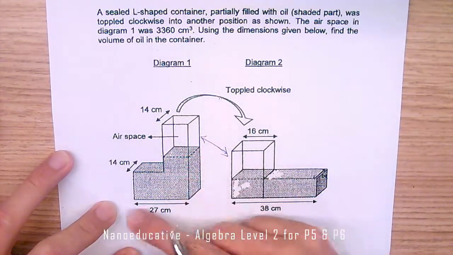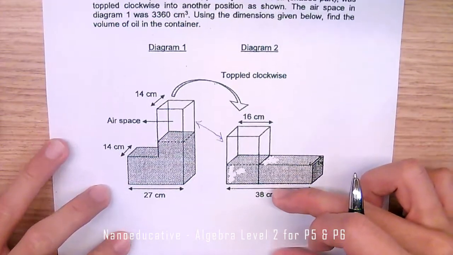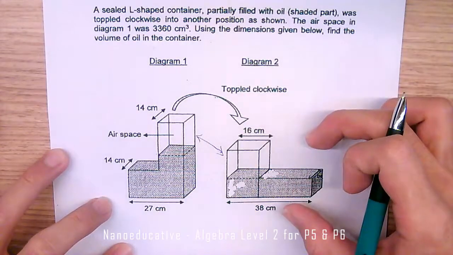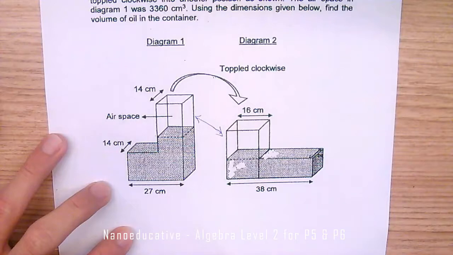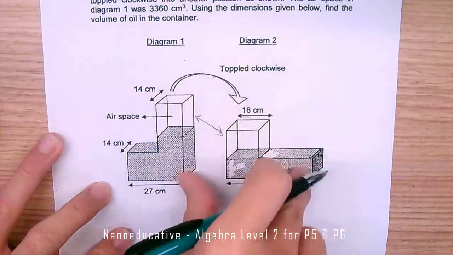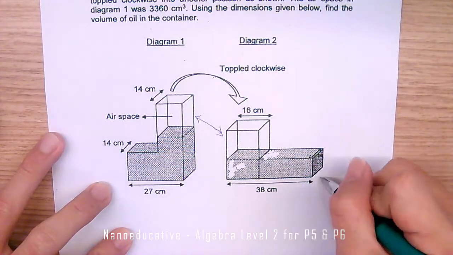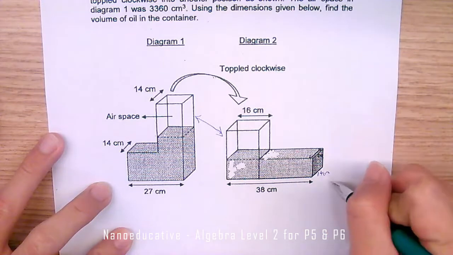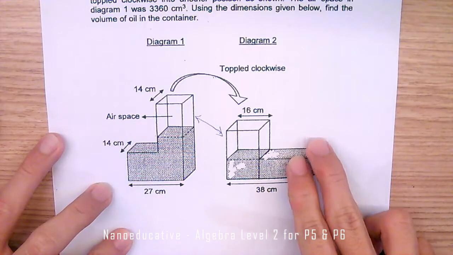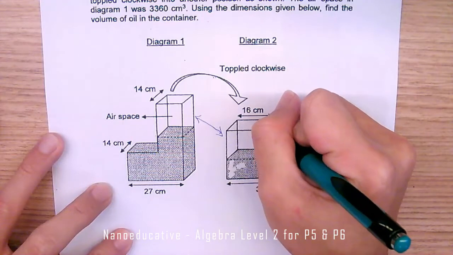The next part is to find out as much information as you can first, and then use the information that you find out together with the information given to come up with the answer. Now from here you realize that this one is 14 cm. When it topples from here to here, wouldn't this become this, which is 14 cm? Now if this one is 14 cm, isn't this the same as this? So for this one, it'll be 14 cm as well.